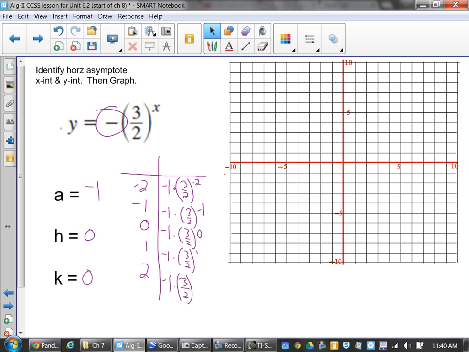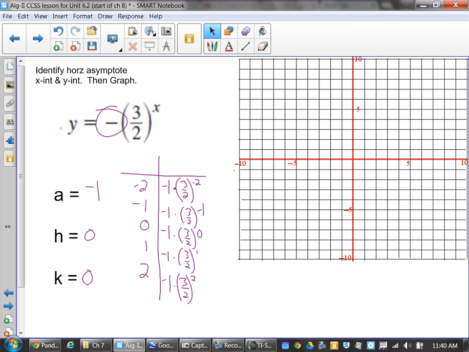Okay. 1 over. Now, 3 halves to the negative 2. 9 over 4, or 4 over 9. Perfect. So it's negative 1 times 4 ninths, which is negative 4 ninths. Hold on. Remember, that whole fraction is unhappy, so you need to flip the fraction, then square it. Okay?